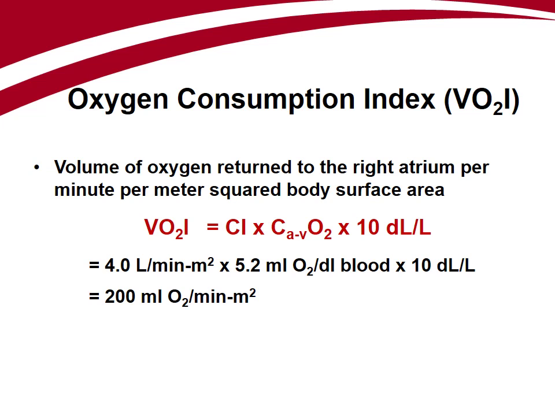The cardiac index will be the same, but we use the arterial-venous oxygen content difference to reflect the amount of oxygen returned to the right heart. A typical oxygen consumption index would be 4 liters per minute per meter squared times an oxygen content difference of 5 milliliters of oxygen per deciliter of blood, resulting in an oxygen consumption of 200 milliliters per minute per meter squared.